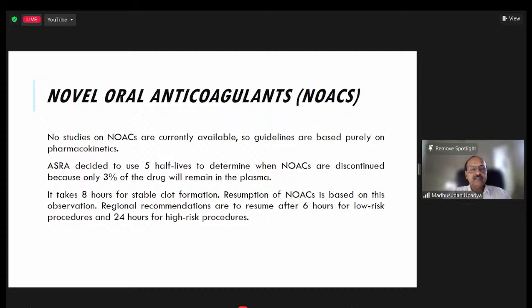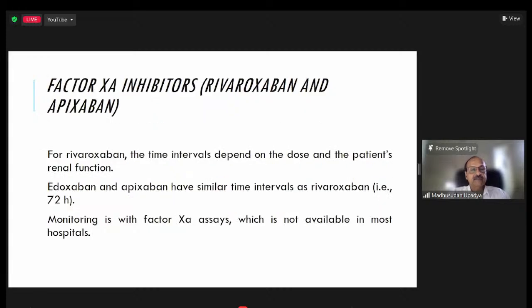It takes about 8 hours for stable clot formation. Therefore, resumption of NOACs is based on this observation. And regional recommendations are to resume after 6 hours for low-risk procedures and 24 hours for high-risk procedures. Do not restart immediately after the surgery.